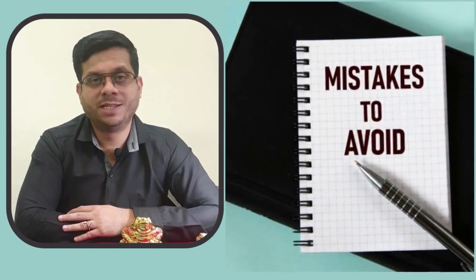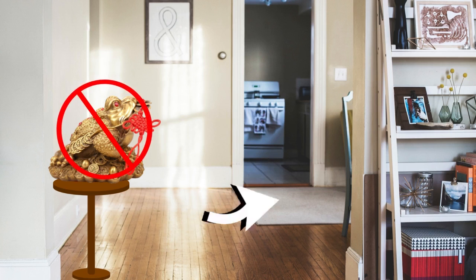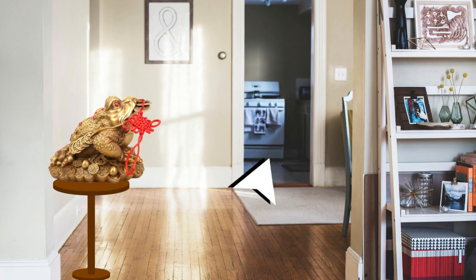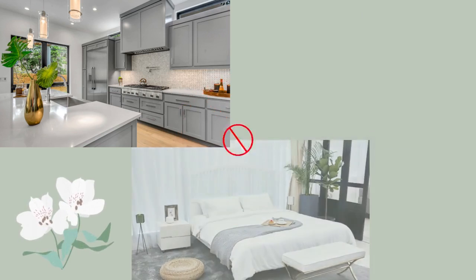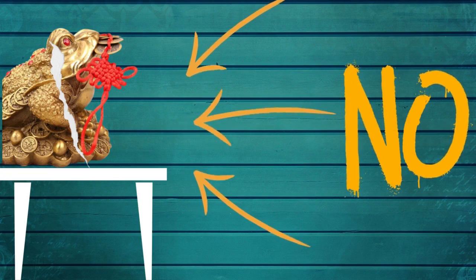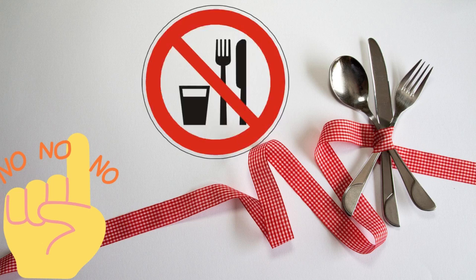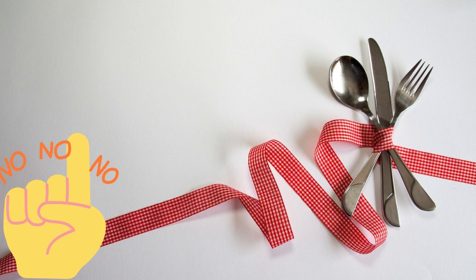Things to avoid while placing a money frog. Make sure that if you have only one money frog, it should be facing inside the home and not outside towards the entrance door. The money frog should not be placed in the bedroom, kitchen or bathroom. It should never be placed on the ground. It deserves respect. Make sure that the money frog is not broken or chipped. There should be no cutlery near the money frog.